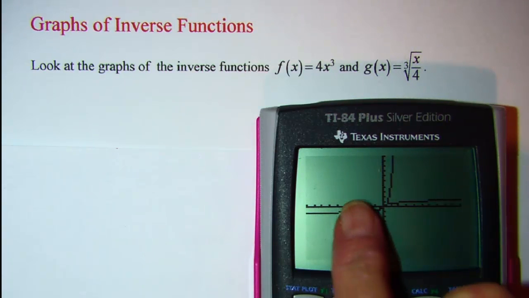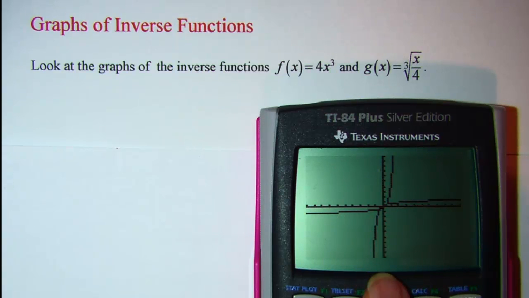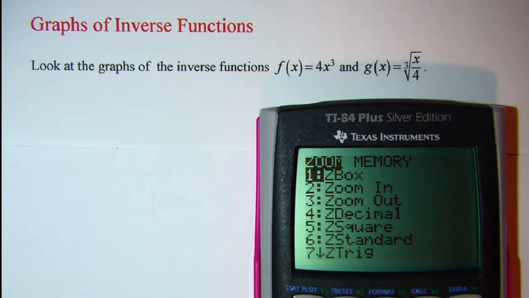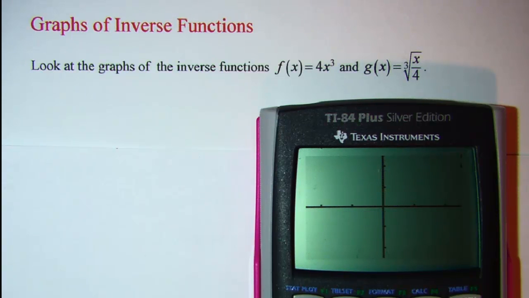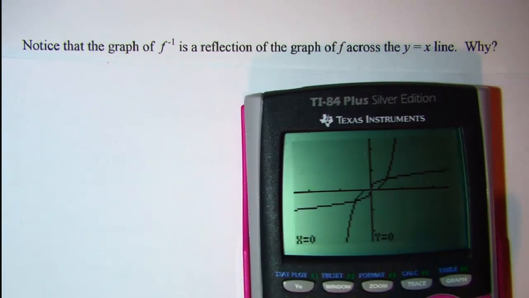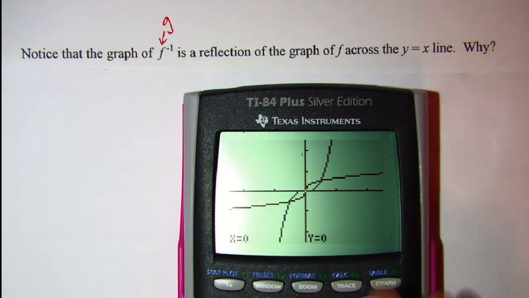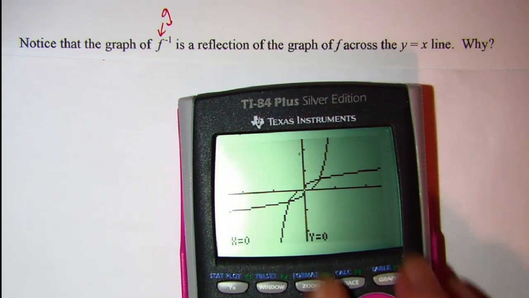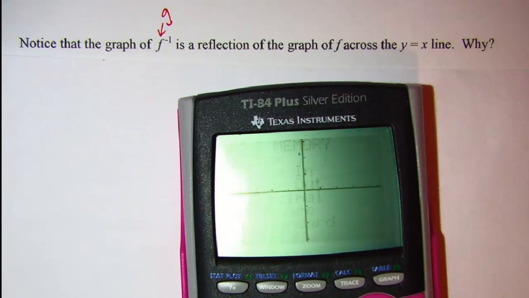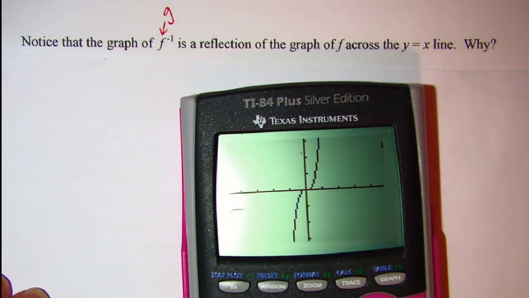I want to zoom in on these, so let's zoom in. Notice that the graph of f inverse is a reflection of the graph of f across the y equals x line, and it's actually the graph of g. Now I'd like to look at some points on each of these, so let me do a zoom decimal so we have nice points.